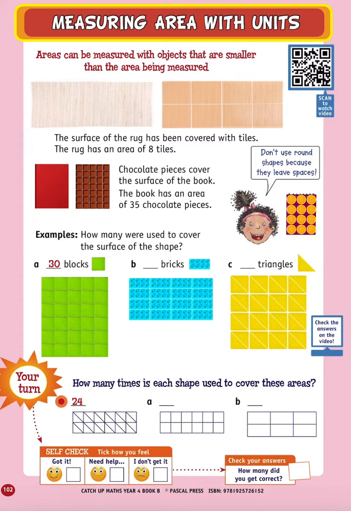Now let's look at the bricks. Here is 1 brick. 1, 2, 3, 4. 4 times 1, 2, 3, 4. So 4 times 4 is 16 bricks.